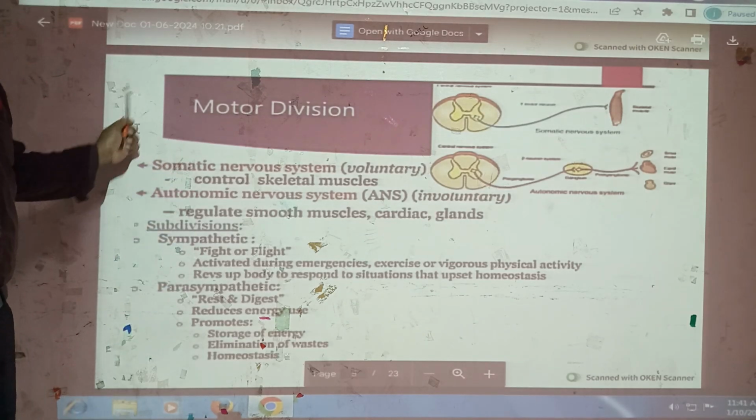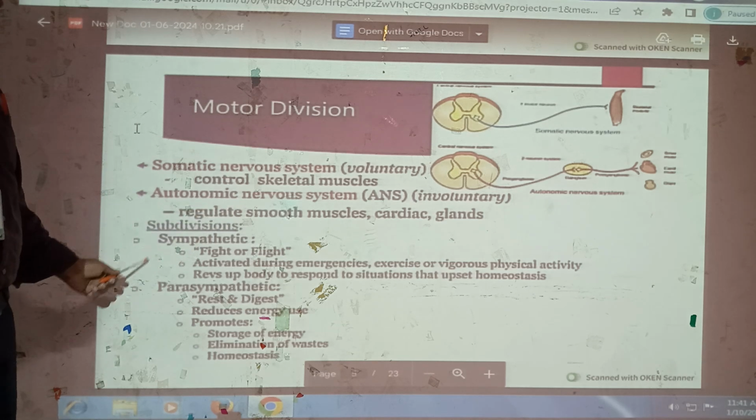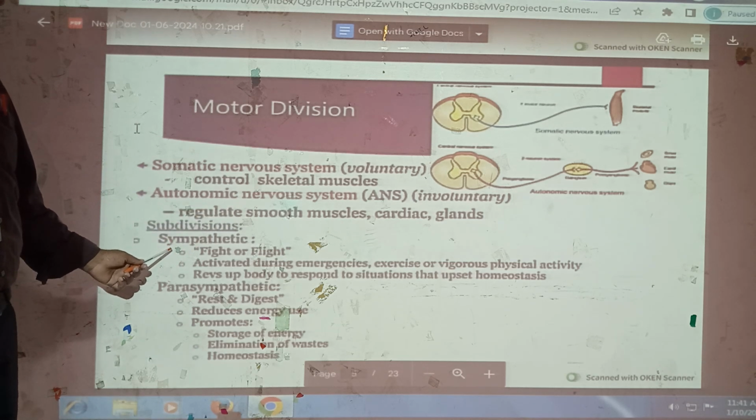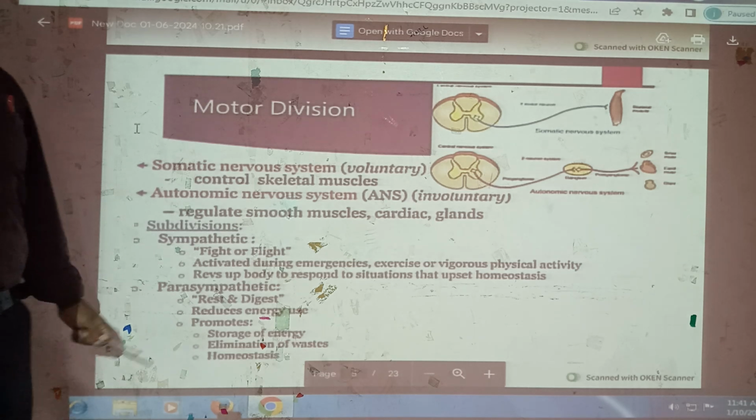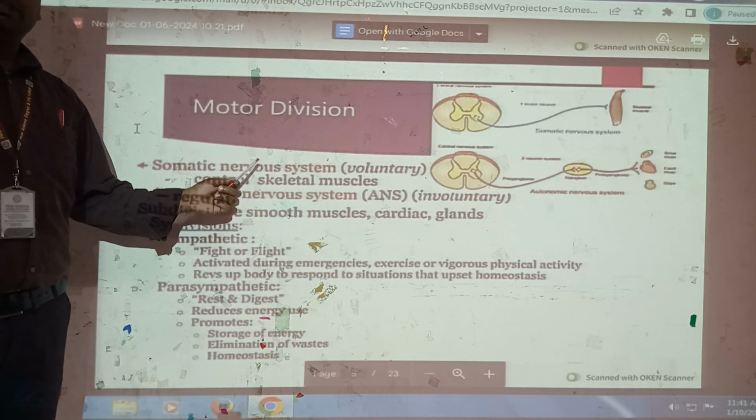Next, the motor division, with the somatic nervous system and the autonomic nervous system, including the sympathetic and parasympathetic nervous systems, which are also important parts. The motor division will continue in the coming class.